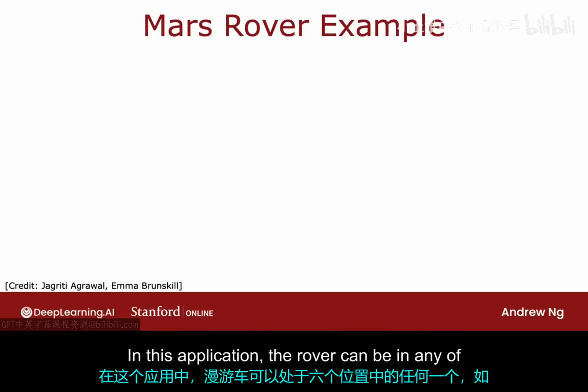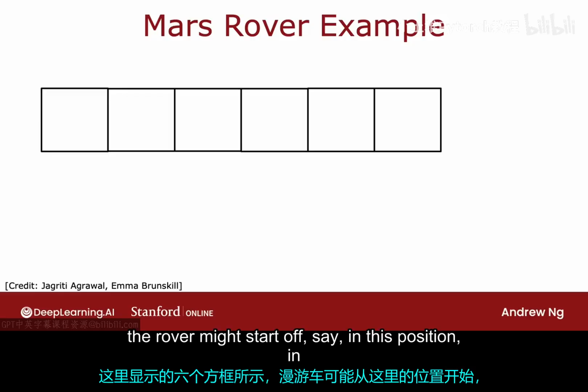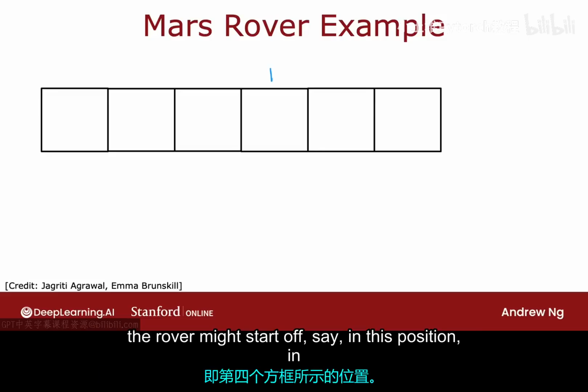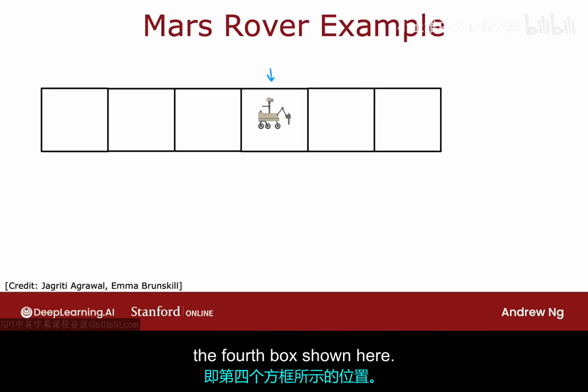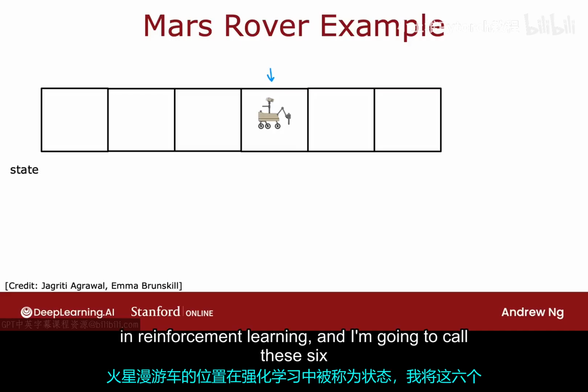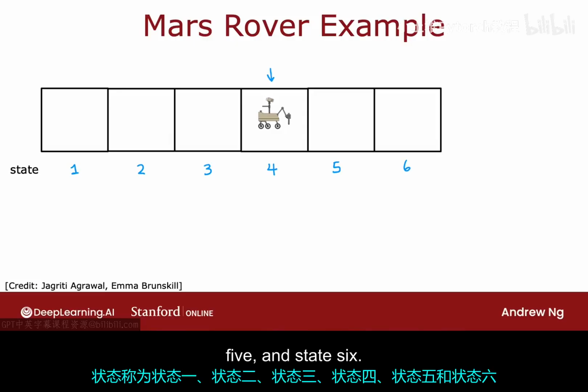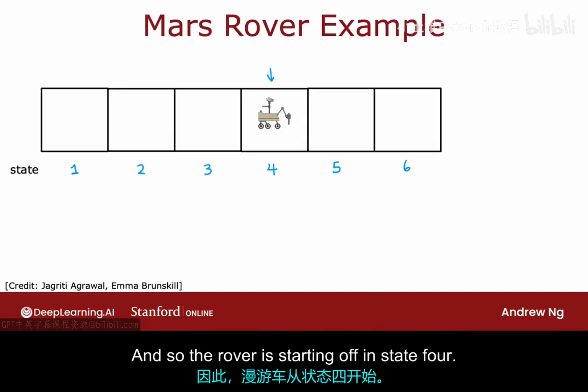In this application, the rover can be in any of 6 positions, as shown by the 6 boxes here. And the rover might start off, say, in this position, in the 4th box shown here. The position of the Mars rover is called the state in reinforcement learning. And I'm going to call these 6 states state 1, state 2, state 3, state 4, state 5, and state 6. And so the rover is starting off in state 4.